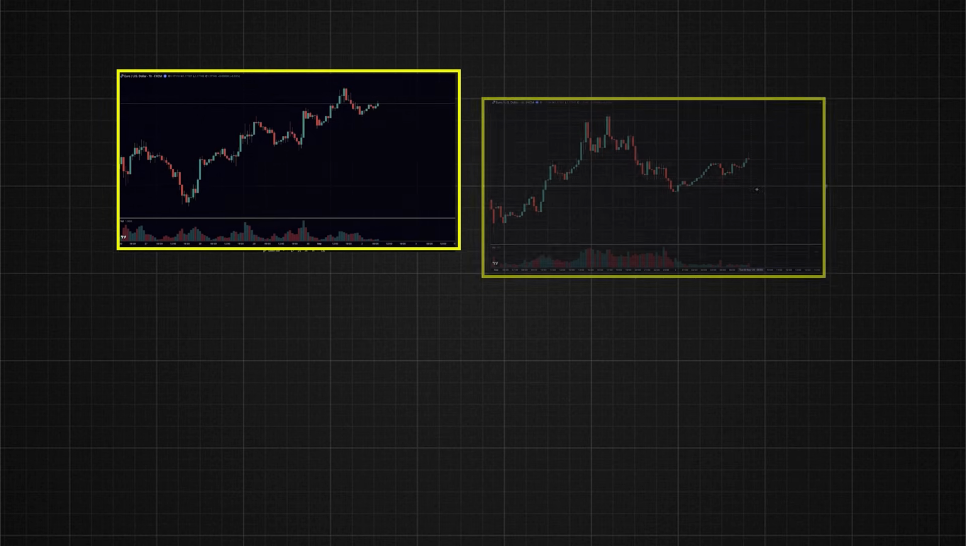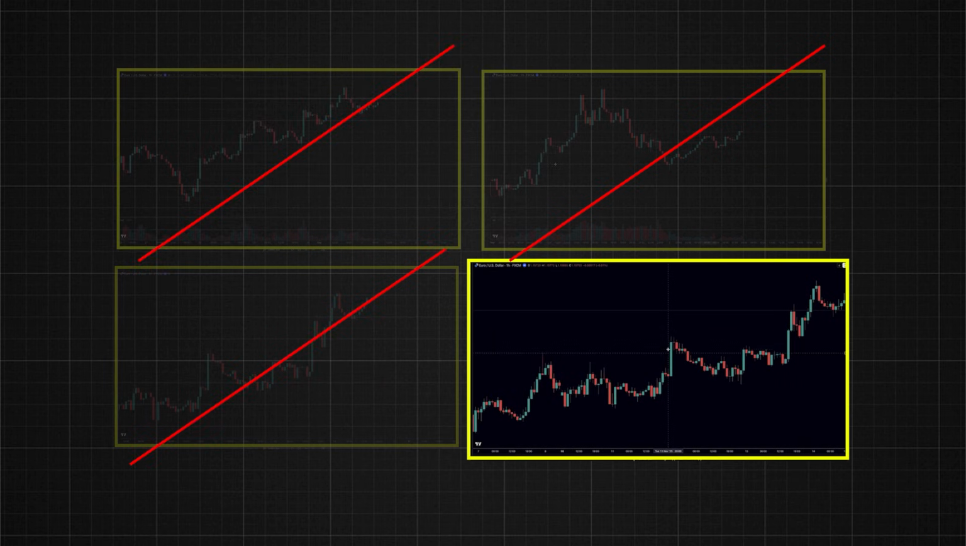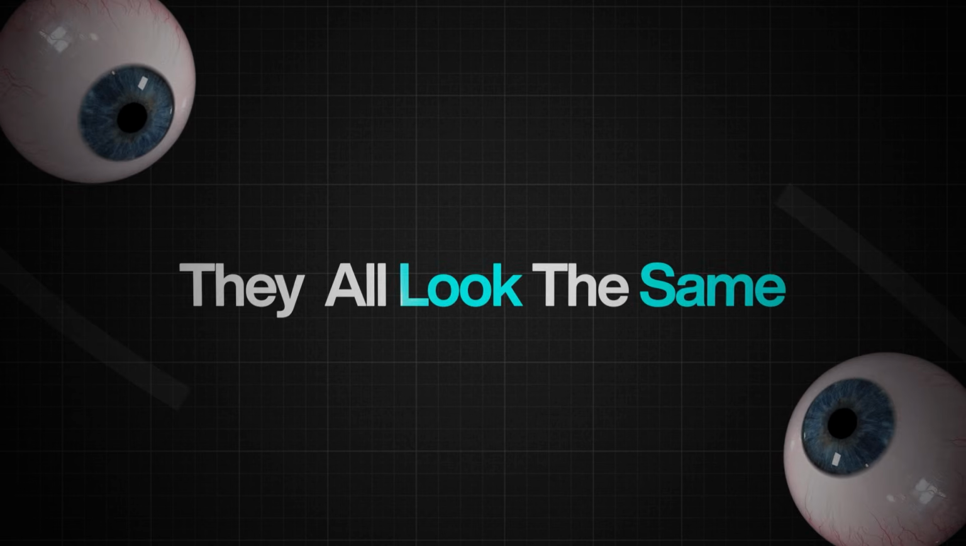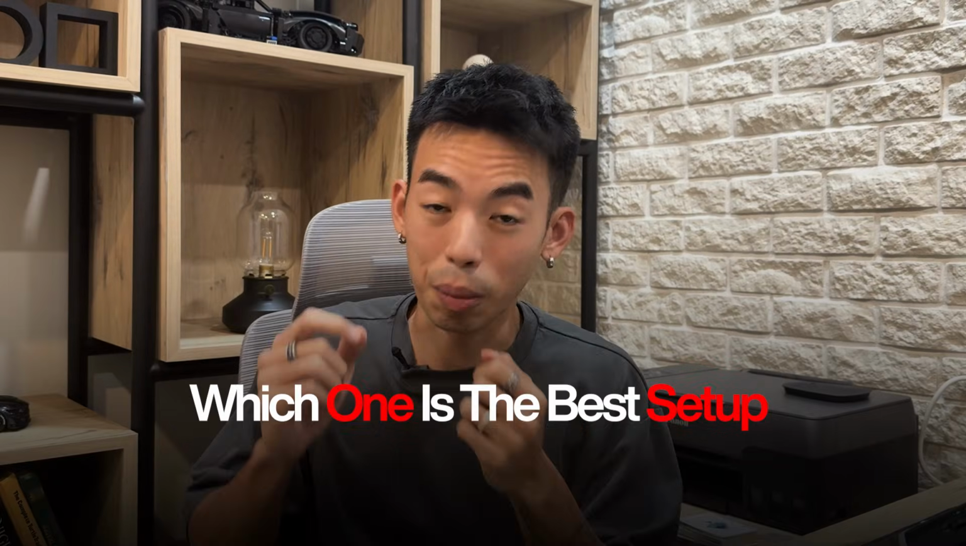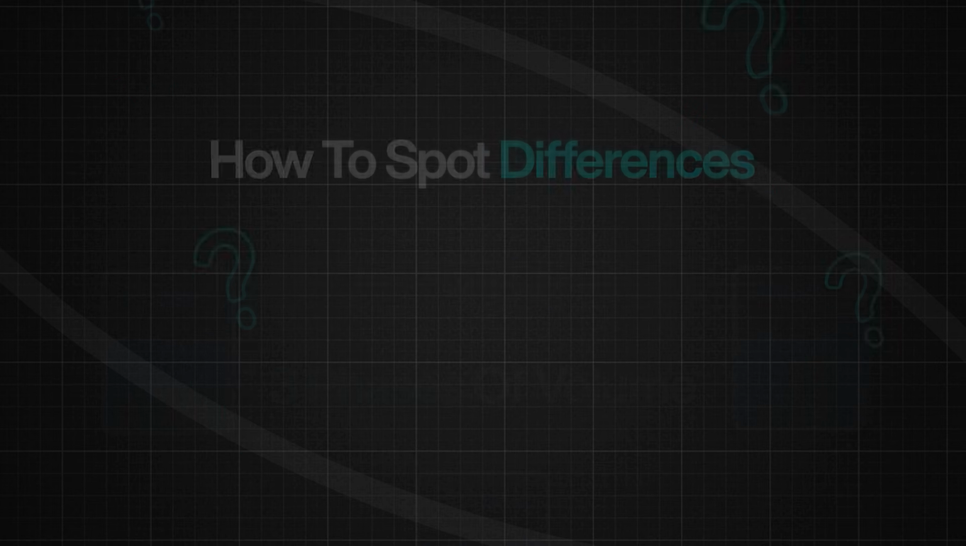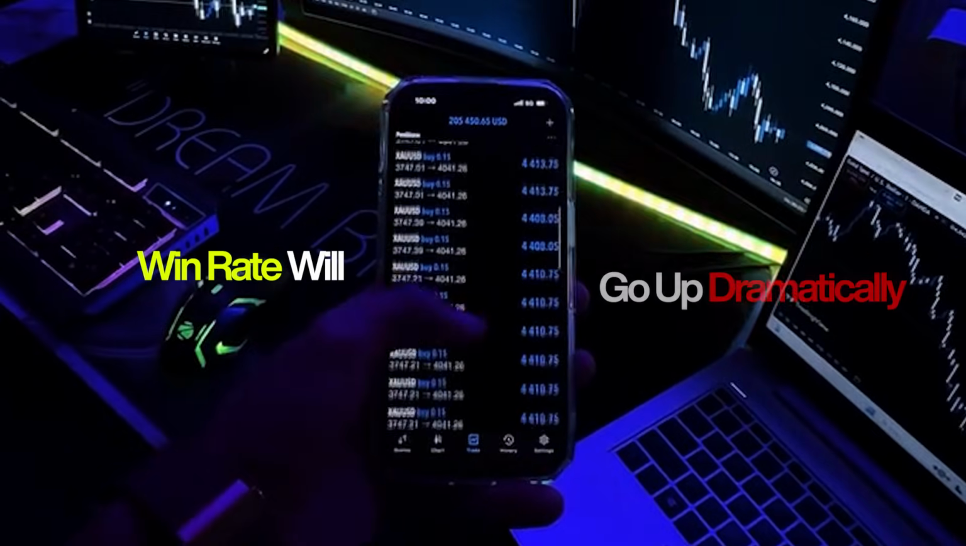I have 4 charts with me today. 3 of them are invalid trades because volume doesn't line up, and one of them is a perfect setup. To the untrained eye, they all look the same. And by the end of this video, you will understand which one is the best setup and know exactly how to spot the differences using the 3 phases of volume. If you're able to master this, your win rate will go up dramatically.